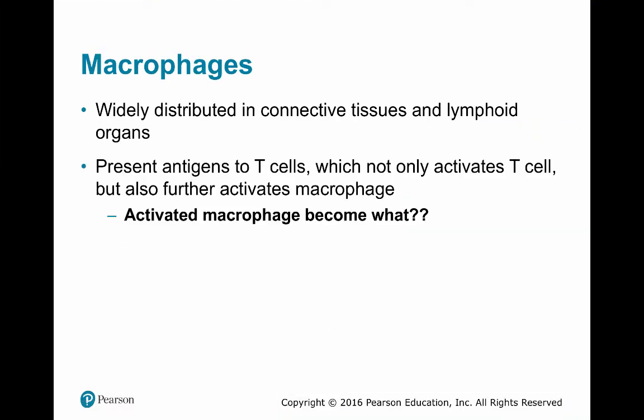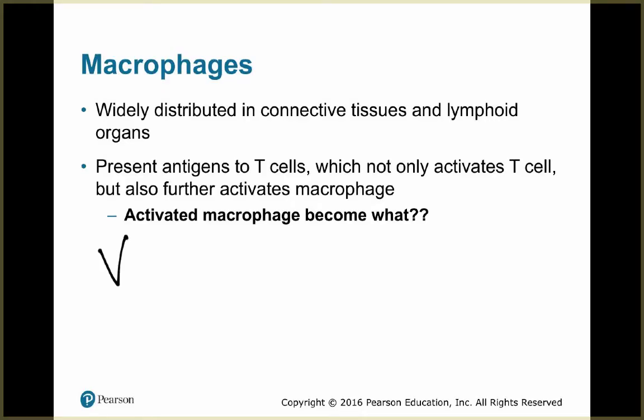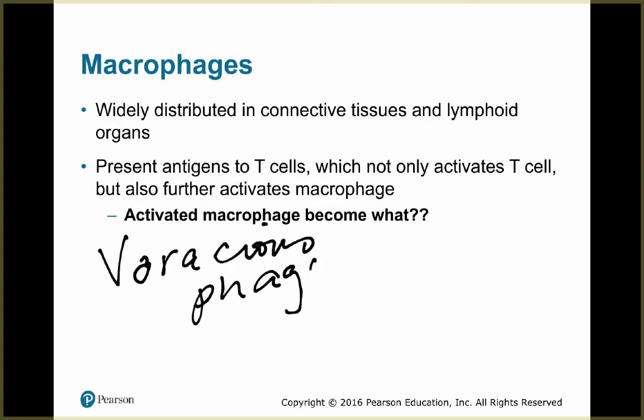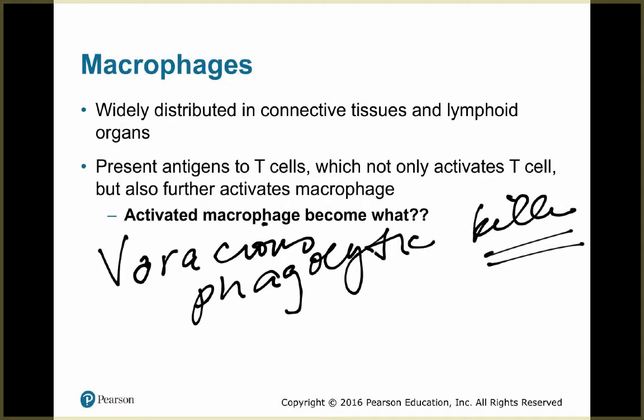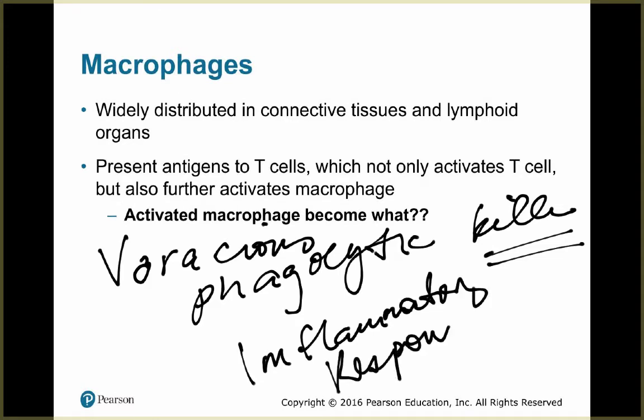Now, macrophages, we've talked a lot about those. They're widely distributed in connective tissue and lymph node organs. They present antigens to T cells as well, which not only activates T cells, but also further activates macrophages. Activated macrophages become ferocious. This is my favorite part of this. Phagocytic killers. Right? They also help to activate an inflammatory response. And it's very powerful, right?